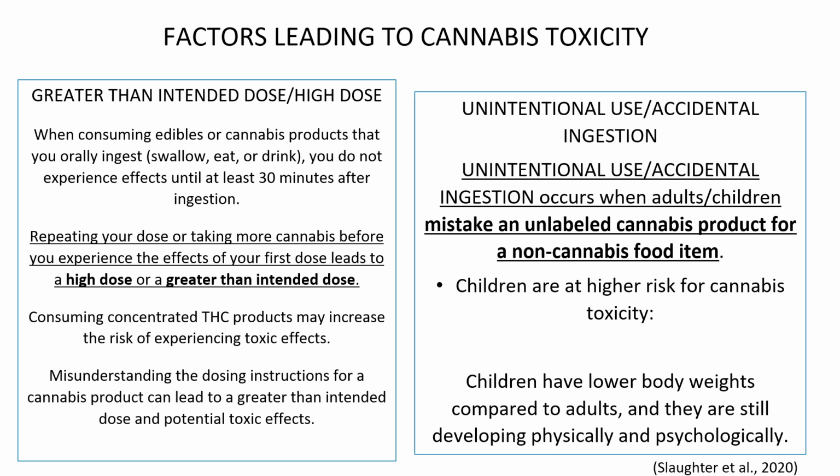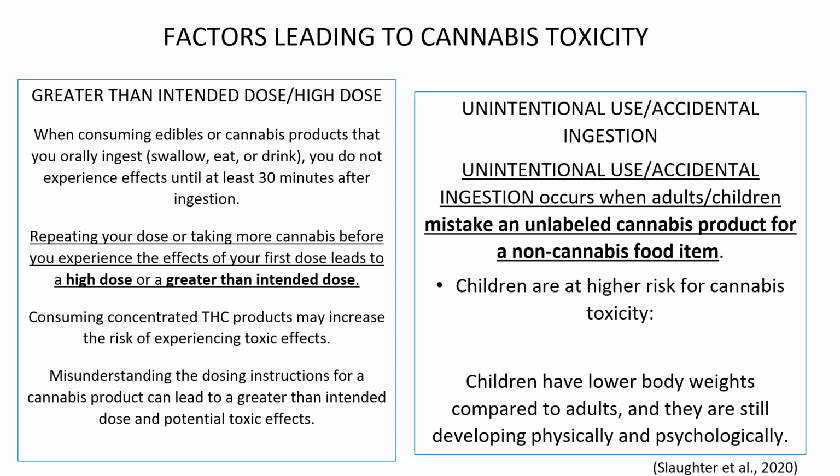Consuming concentrated THC products may increase the risk of experiencing toxic effects. And misunderstanding the dosing instructions for a cannabis product can lead to a greater than intended dose and potential toxic effects. Unintentional use or accidental ingestion. Unintentional use or accidental ingestion occurs when adults or children mistake an unlabeled cannabis product for a non-cannabis food item.